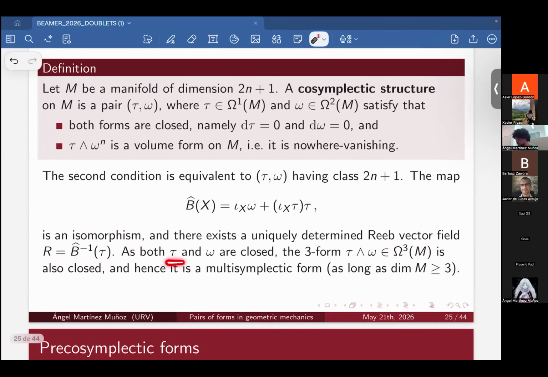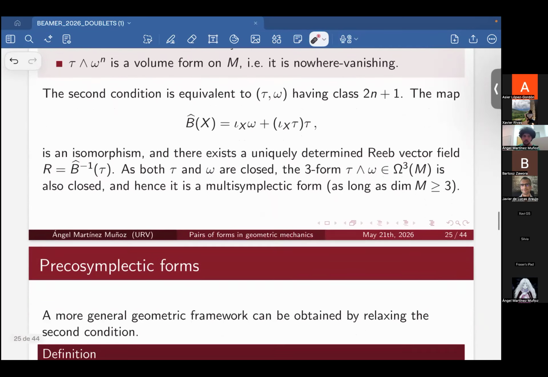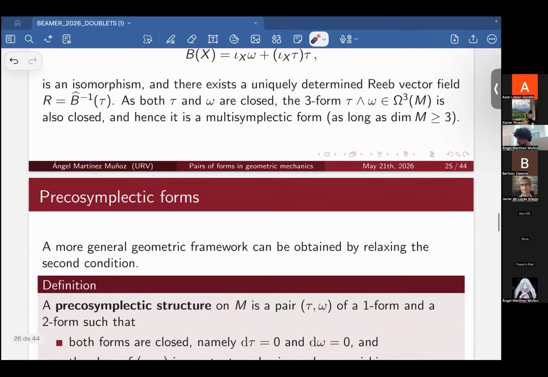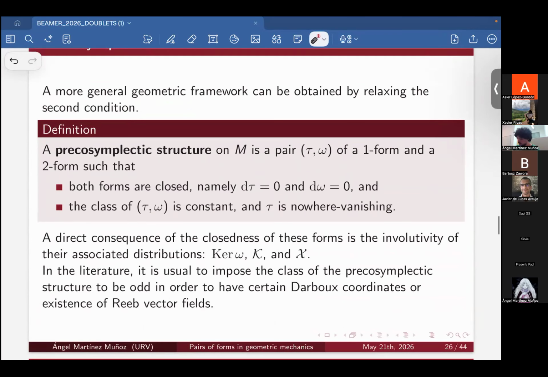And in this case, as tau and omega are closed, the extended three form is not only almost multisymplectic, but it's also a multisymplectic form, which means that it's closed. The three form is closed. With this, you could also... one question, yeah.